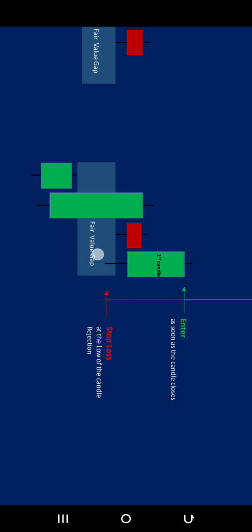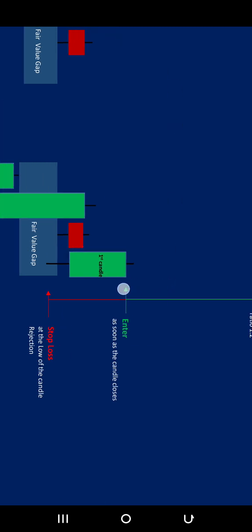Then you place your stop loss below the low of the rejection candle. So there is no way that price will come down to take you out, because this fair value gap has rejected the price. Then this candle has already shown that price is ready to continue in its bullish direction. So you are safe to place your stop loss at the low of this rejection candle, then you enter immediately after the close of this rejection candle.